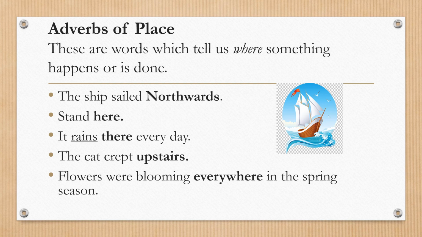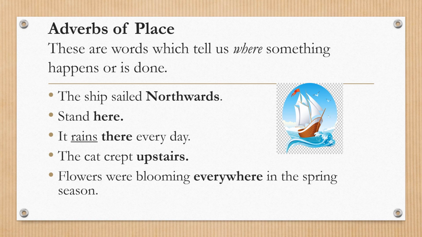Now, if you have noticed in all these sentences, adverbs of place are usually placed after the verb. In the first sentence, sailed is a verb, adverb of place after it. Stand is a verb, adverb of place here after it. Rains is a verb, adverb of place there after it. Crept is a verb, adverb of place after it. Blooming is a verb, everywhere is the adverb of place. So adverbs of place are usually placed after the verb.